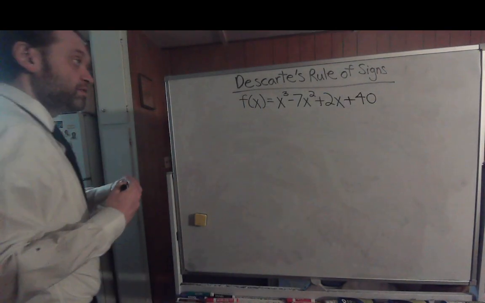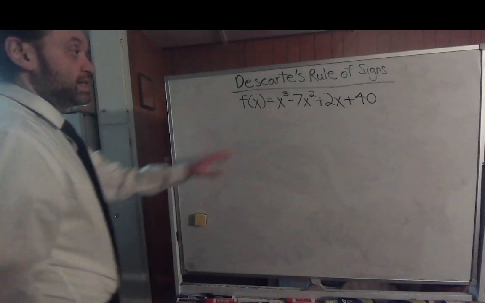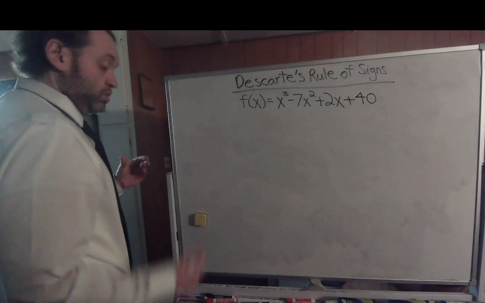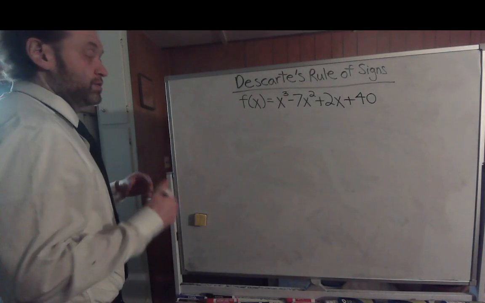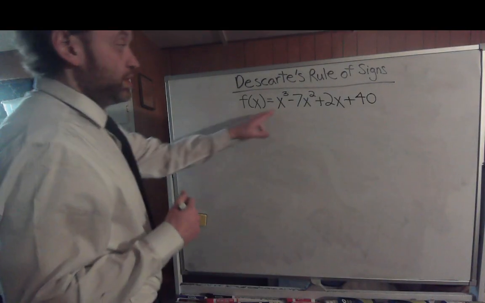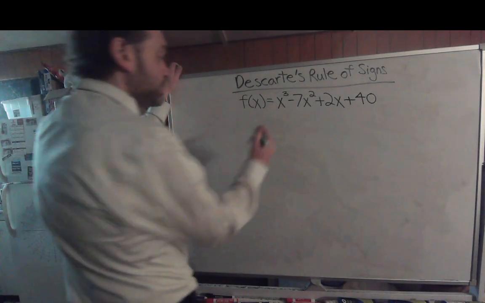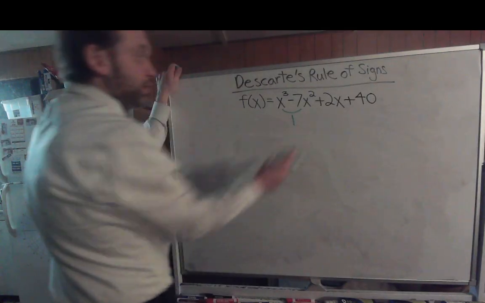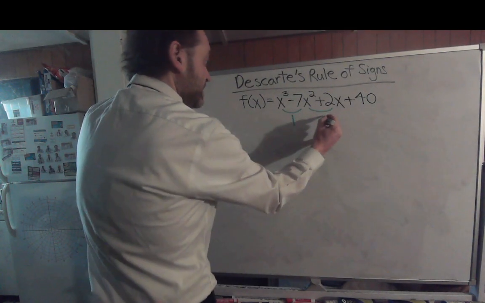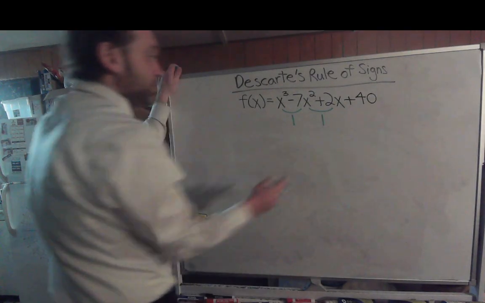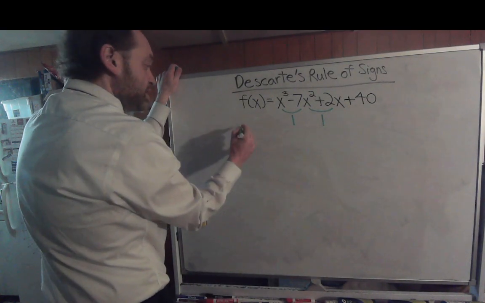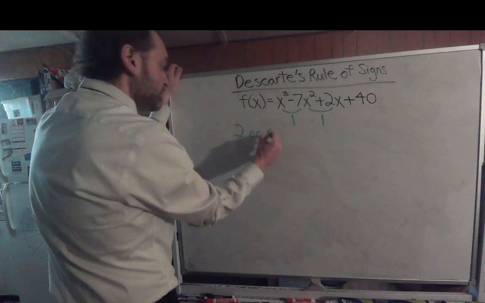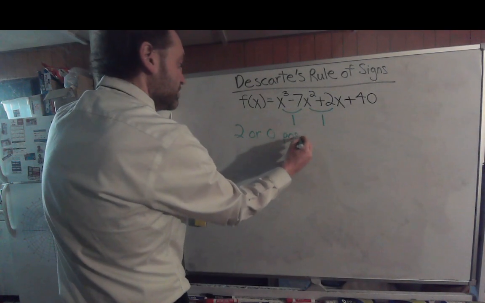Alright, so we have f of x equals x to the third minus 7x squared plus 2x plus 40. So we want to first figure out how many positive real zeros we have. Well, between x to the third and negative 7x squared, there's one sign change. Then between negative 7x squared and positive 2x, there's another sign change. There's no change between 2x and 40, so you have two sign changes in the original, so there are either 2 or 0 positive real zeros.